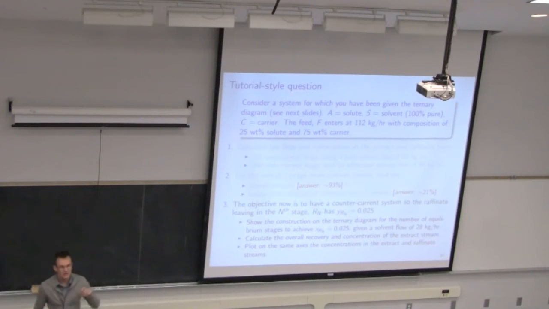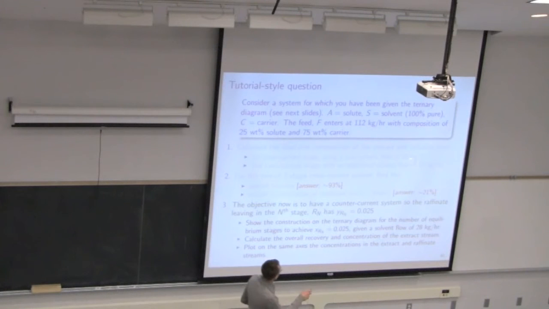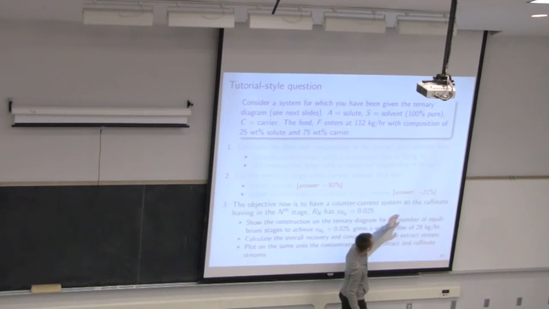Part one and two are just using the regular cross current setup. And in particular, I specify there a certain solvent usage. So it's a little grayed out over here, but we were using 50 kilograms of solvent in the first stage, 50 kilograms of solvent in the second stage. So total solvent requirement of 100 kilograms per hour. And this is a great one for you to go try out at home, and there's the answers there. You show you get 93% recovery using 100 kilograms of solvent, and the concentration of that extract stream.